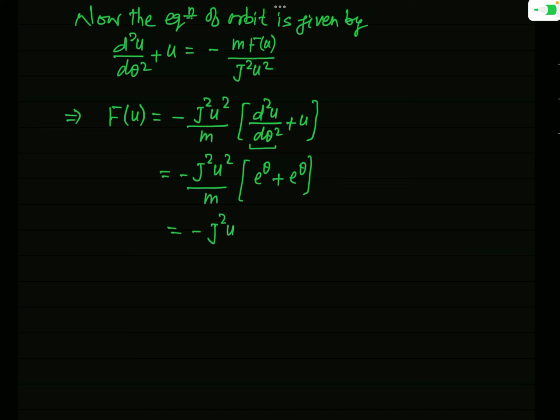And so this is minus j square u square over m times 2e to the power theta. Okay, 2e to the power theta. Now again here there is u, so instead of u, you can write e to the power theta. So this will be minus j square over m times u square. U square means this is e to the power theta whole square, because u is equal to e to the power theta, you have seen, and times 2e to the power theta. Okay.